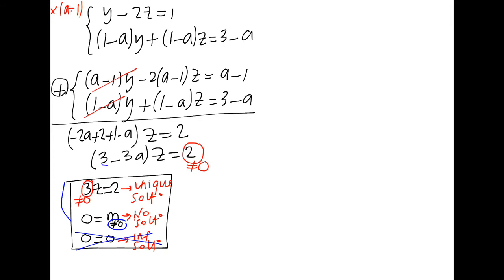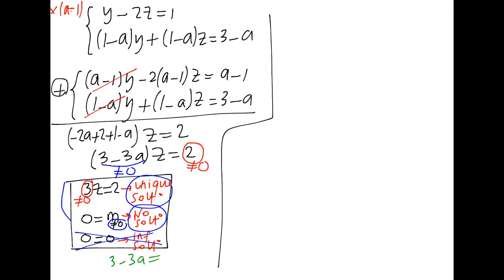If the coefficient of the variable z is equal to 0, in this case we would basically have 0 equals to 2, which would be no solution. If this is different than 0, in that case, I'm able to find z, and the system would have a unique solution. So over here, it all depends on whether the coefficient of the variable is 0 or not. So 3 minus 3a is 0 when a is 1.